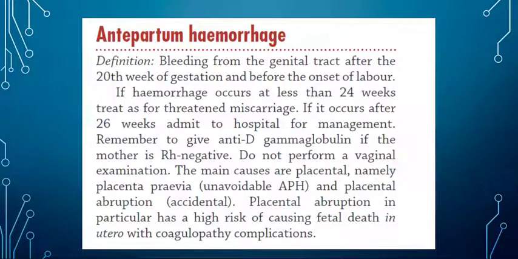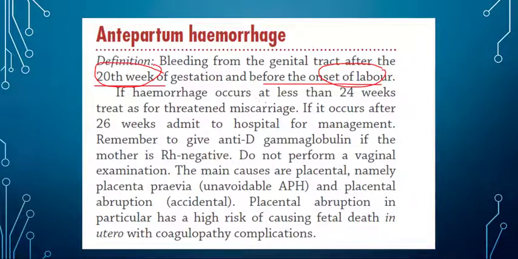All right, guys, let's start with antepartum hemorrhage. Okay, so what is antepartum hemorrhage? Same as preeclampsia, if bleeding happens after the 20th week of gestation and before onset of labor, that is what we call antepartum hemorrhage. So bleeding from the per vaginal area after the 20th week of gestation and before labor.